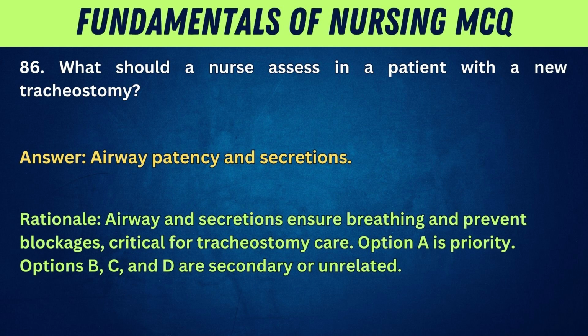Rationale: airway and secretions ensure breathing and prevent blockages, critical for tracheostomy care. Option A is priority. Options B, C, and D are secondary or unrelated.